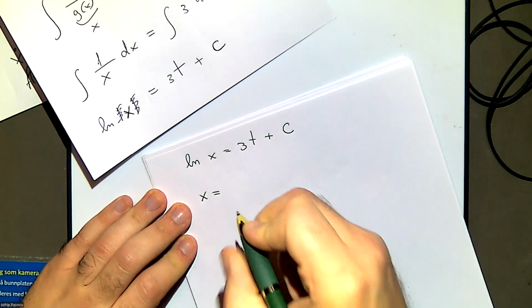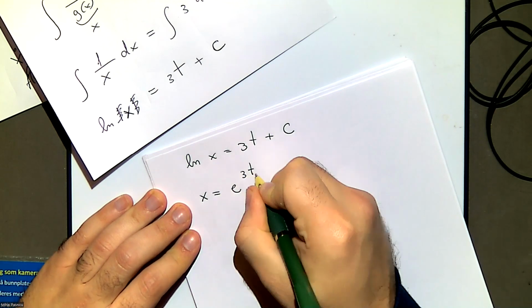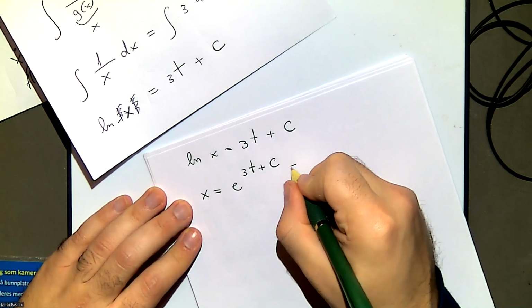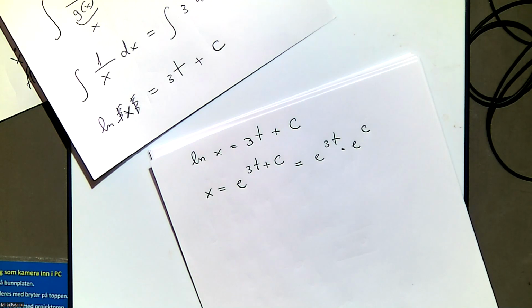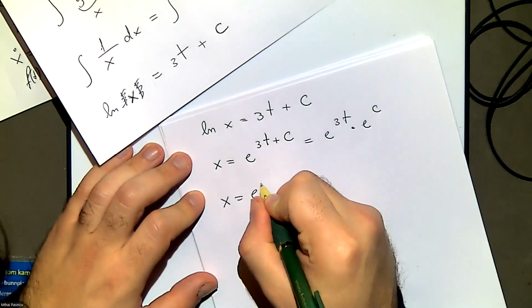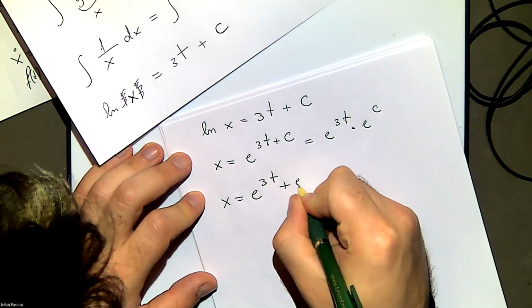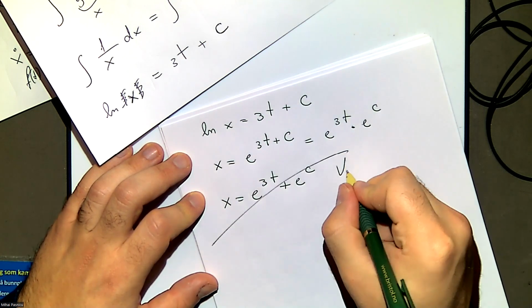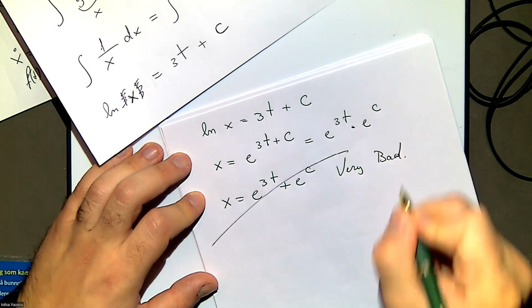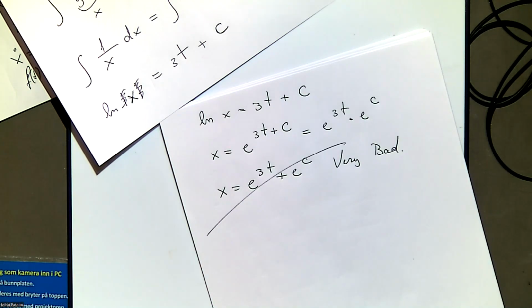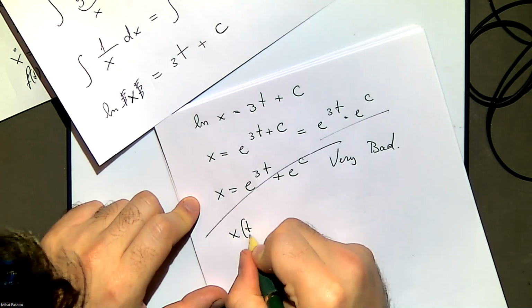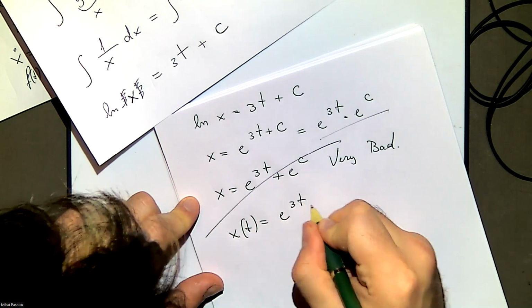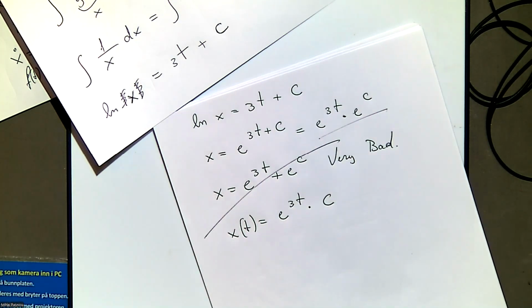So x is just equal to e to the 3t plus a constant, which is equal to e to the 3t times e to the constant. Careful, when you're raising to the power, x is not equal to e to the 3t plus e to the constant. This is very bad. Like, it's not just bad, it's very bad. This is the correct answer. And now you can just write it nicely as e to the 3t times a constant. So this is the general solution.